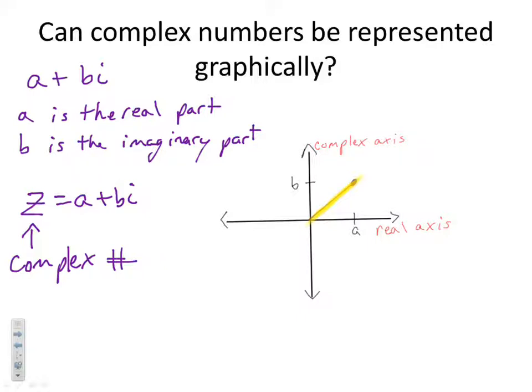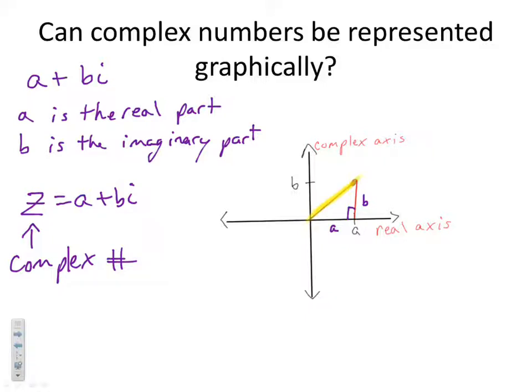Let's think about it for a second. What if we dropped a perpendicular? Let's try that again. Let's put our highlighter back. There we go. From a to there. All right, now, guess what that forms? That forms a right triangle whose legs are a and b.